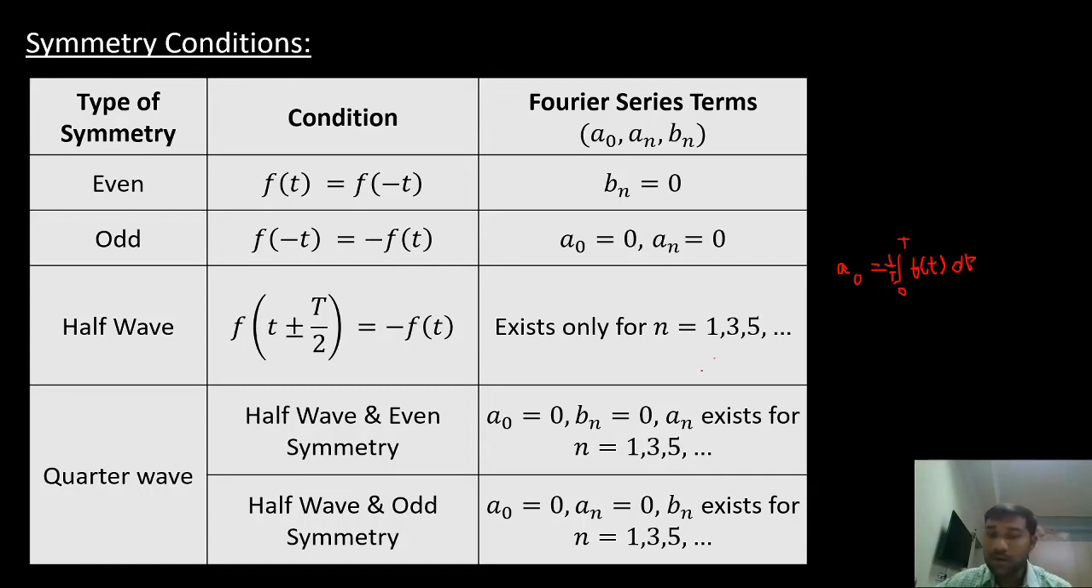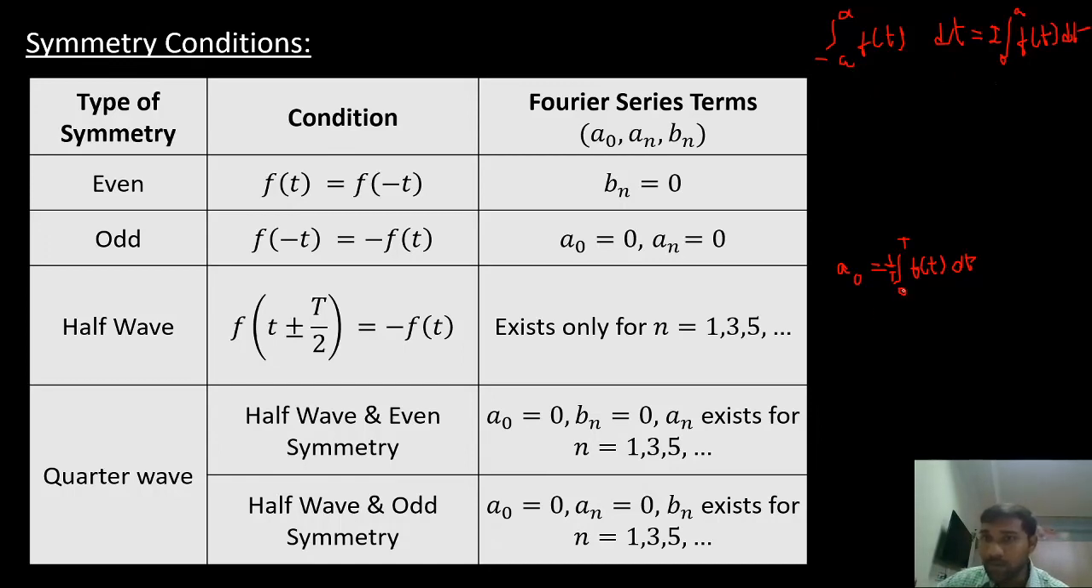So if I know my signal is even, for an even signal in general, I can take the integral from minus a to a of f of t dt, which is nothing but 2 into the integral from 0 to a of f of t dt, right? I'll apply the same thing here.